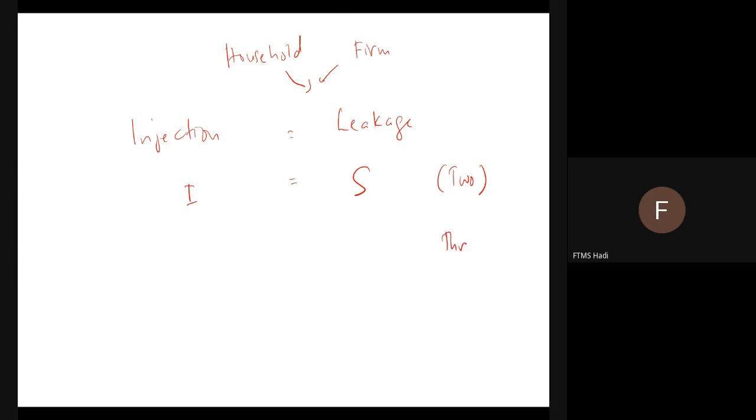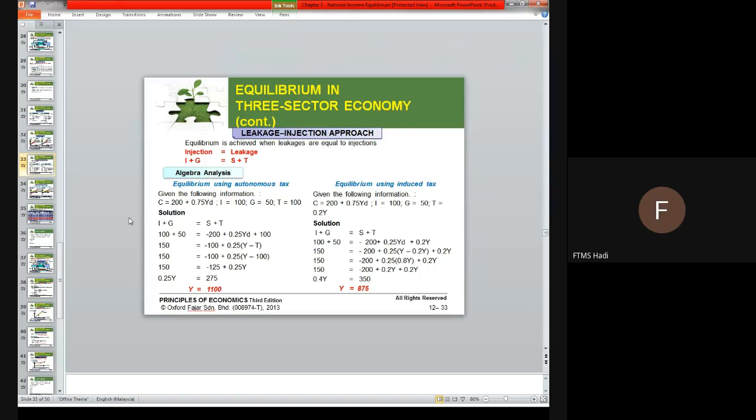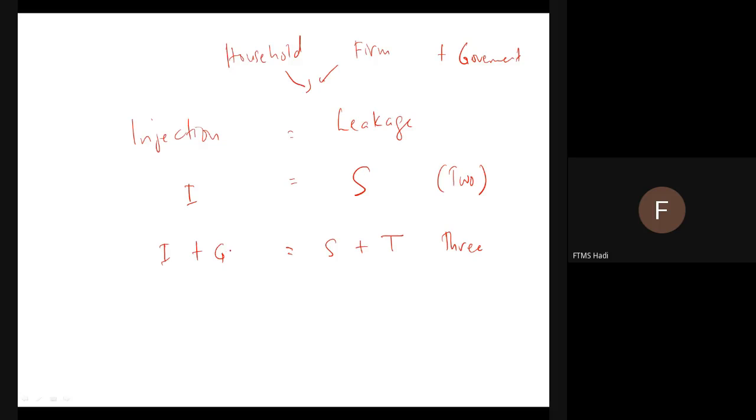What about three sectors, which is the inclusion of government? That means I plus G, government spending, equals S plus T. Why the inclusion of G and T? Because G is government spending, and T is government taxes. So with the inclusion of government, that means the inclusion of G and T as well.